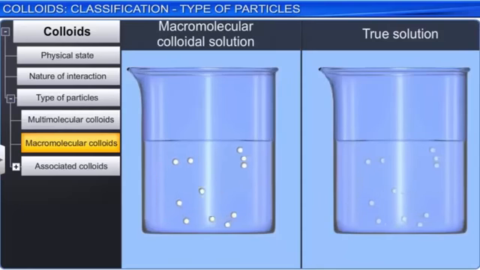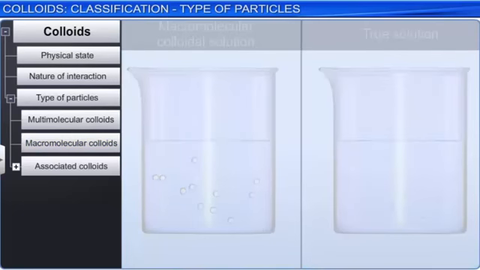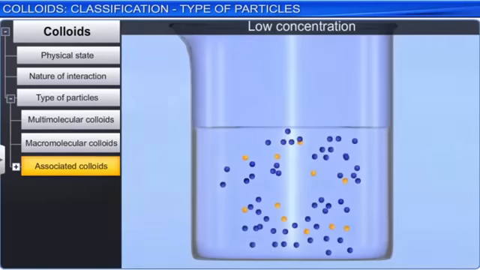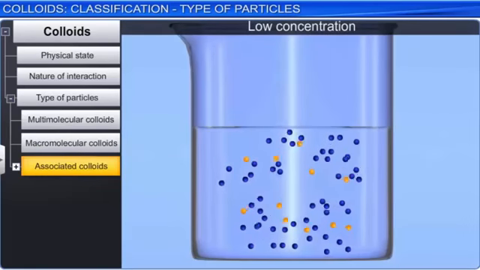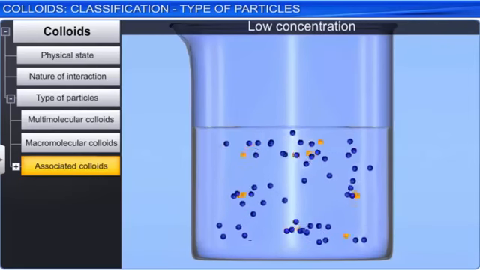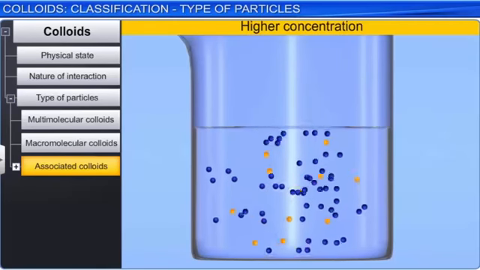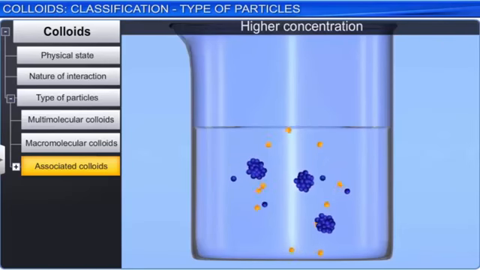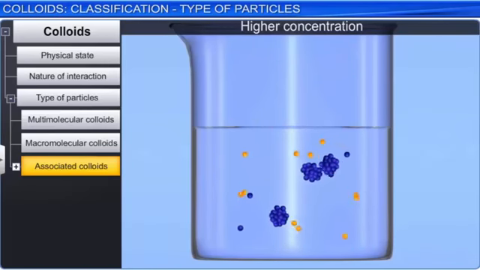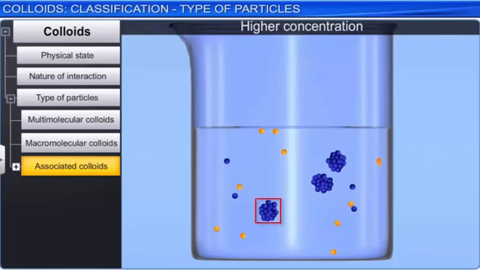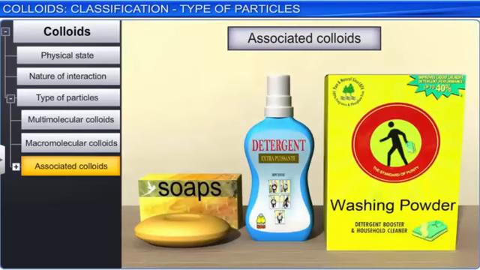Now, we will discuss the last category of colloids, namely, associated colloids. There are some substances that behave as normal strong electrolytes at low concentration, but behave as colloidal solutions at a higher concentration. The colloidal behavior is due to the formation of aggregates of small particles. Such aggregated particles are called micelles, and the colloid thus formed is called an aggregated or associated colloid. Surface active agents like soaps and detergents are examples of associated colloids. The formation of micelles depends upon two factors: the concentration of the dispersed phase and the temperature.